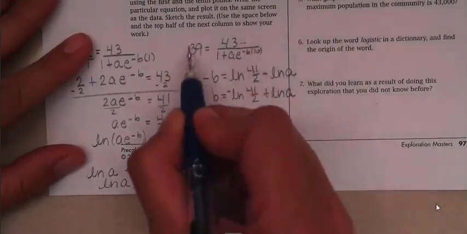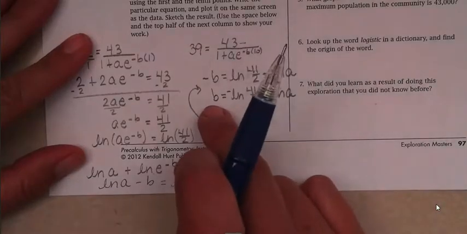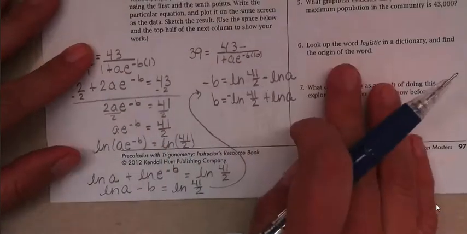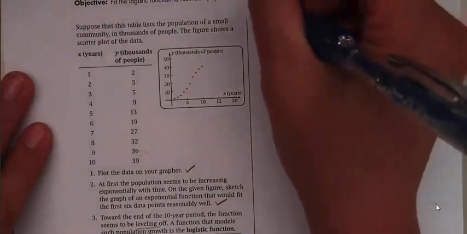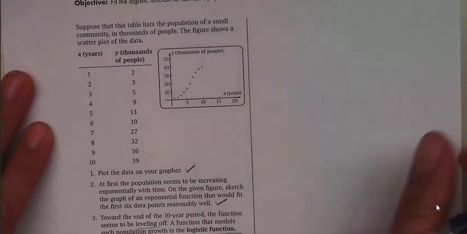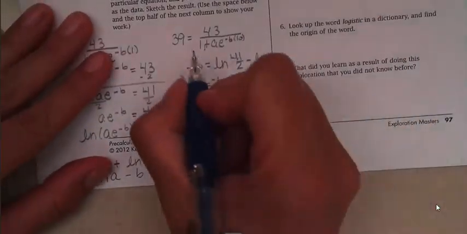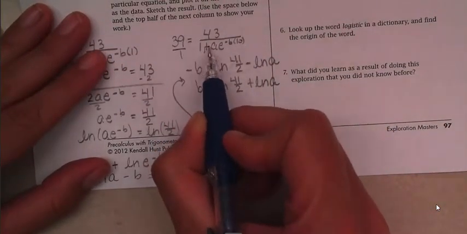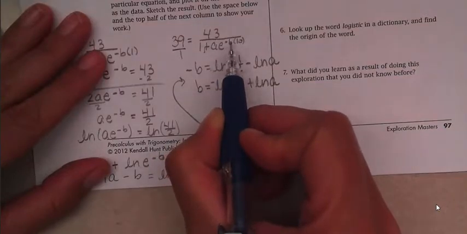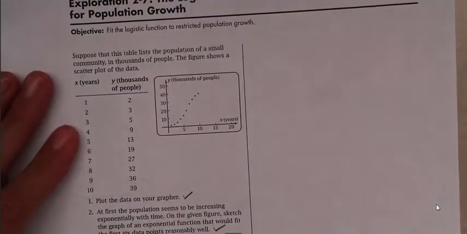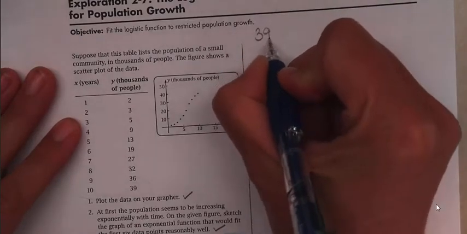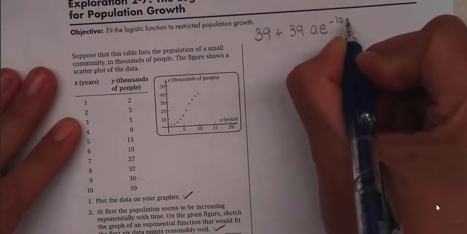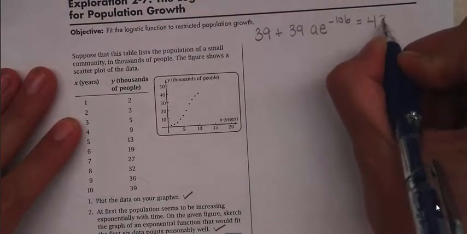Now I'm going to take this second equation and do the same thing. If I can also get b alone, then I can use substitution. Okay, so I'm going to take this one and work my way up here. I'll go ahead and rewrite it. Actually, I'll cross multiply first thing when I rewrite it. So let's call that 39 over 1. I'm going to cross multiply so I get 39 plus 39ae raised to the negative 10b equals 43.